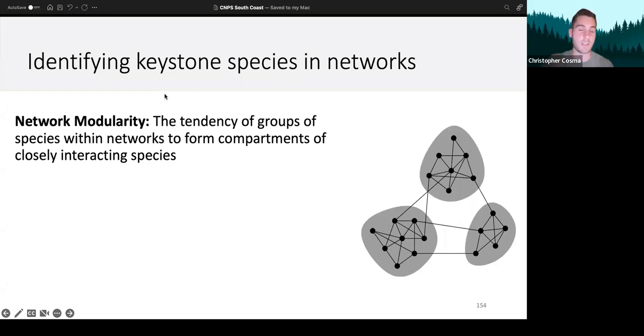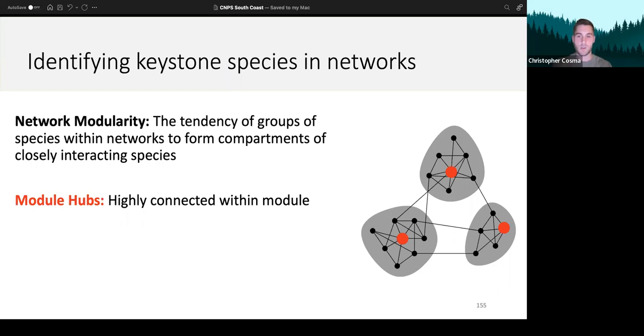But we can take this keystone species concept a step further with network analysis, and we can analyze what's called network modularity. So modularity is just the tendency of groups of species within networks to form compartments of more closely interacting species. And so two important roles have been proposed. And here, let's say this is our whole network, our entire network, maybe in one type of habitat, wherever you are in California. And our shaded gray areas are our modules, those groups, those clusters of more tightly interacting species.